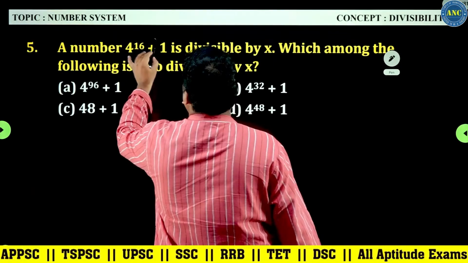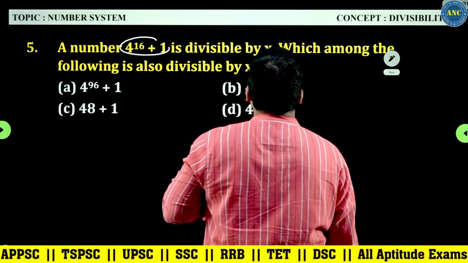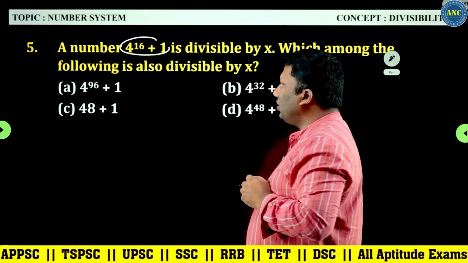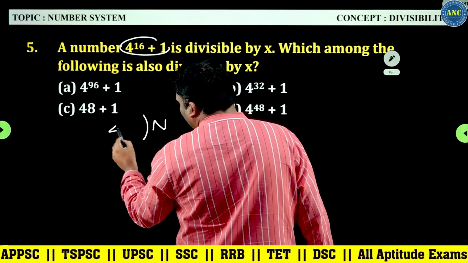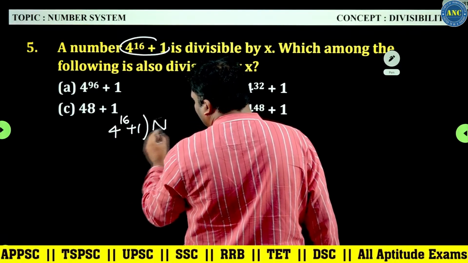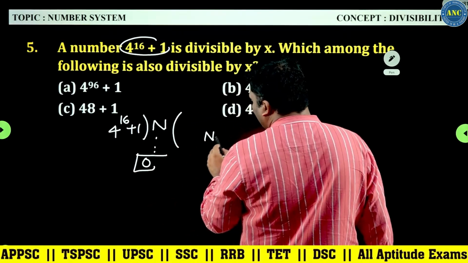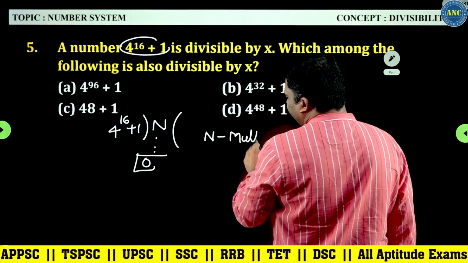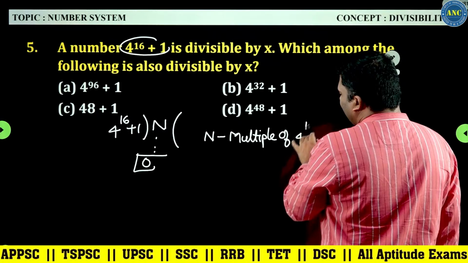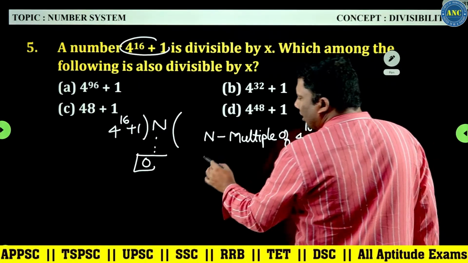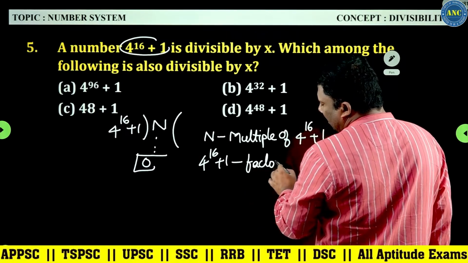A number 4 power 16 plus 1 is divisible by x. Which among the following is also divisible by x? So the answer, call it n, should be divisible by 4 power 16 plus 1. That means the remainder should be 0. That means n should be a multiple of 4 power 16 plus 1, or 4 power 16 plus 1 should be a factor of n. The meaning remains the same.